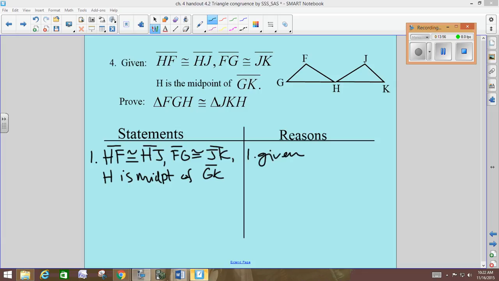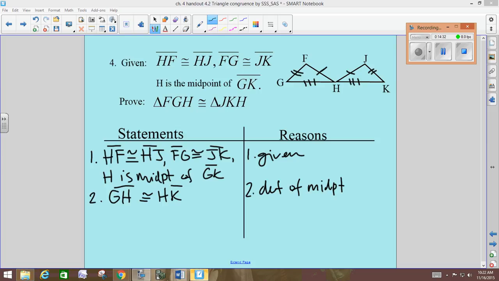All right, so after you have your given copied down, then you mark your picture. HF is congruent to HJ. Guys, I'm talking now. Thanks. FG is congruent to JK. And then it says H is the midpoint of GK. Make sure you check your whole given to make sure you have it all written down. If H is the midpoint of GK, then GH should be congruent to HK, which is what you need to write on your second step. GH is congruent to HK, and this would be by the definition of a midpoint.